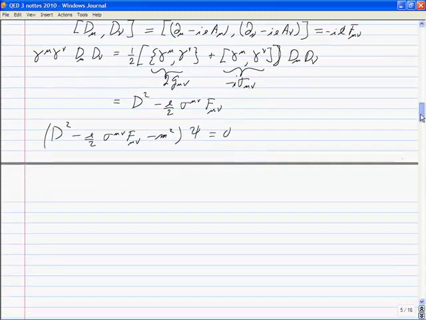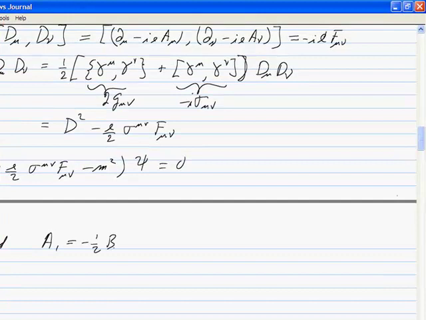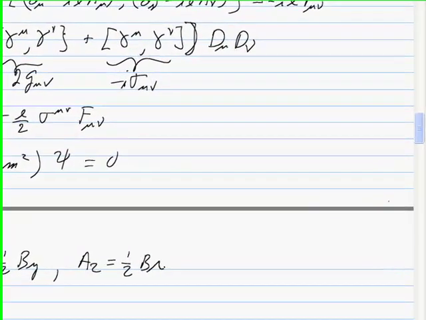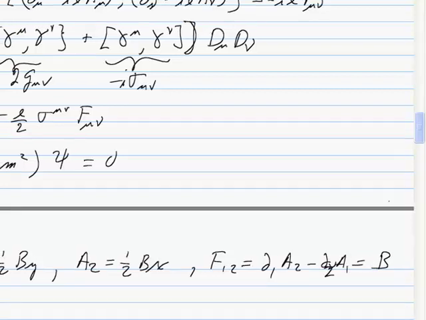Okay, now let's do the following. Let's take a magnetic field. I'll put it in the z direction, so we'll take A1 is minus a half B y, A2 is 1/2 B x. So then F12 is d1 A2 minus d2 A1, which is then B. That's the field in the z direction. That's our normal definition of it.